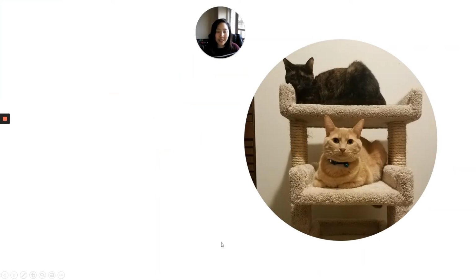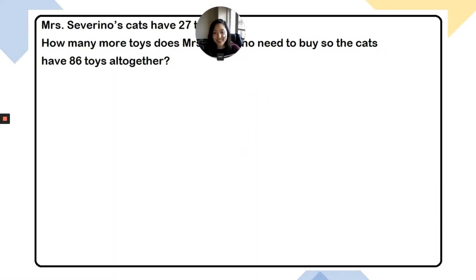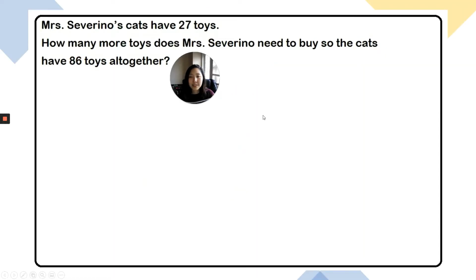Today we are talking about Miss Severino's cats. Hopefully you remember them, and I know I've put this picture up before. It's Daisy and Diesel, and we're talking about cat toys today. So these are just a couple of cat toys. There's a ton, but that's what we're talking about today. And the question today is, Miss Severino's cats has 27 toys. How many more toys does Miss Severino need to buy so that the cats have 86 toys altogether? So she's just trying to buy some toys for her cats.